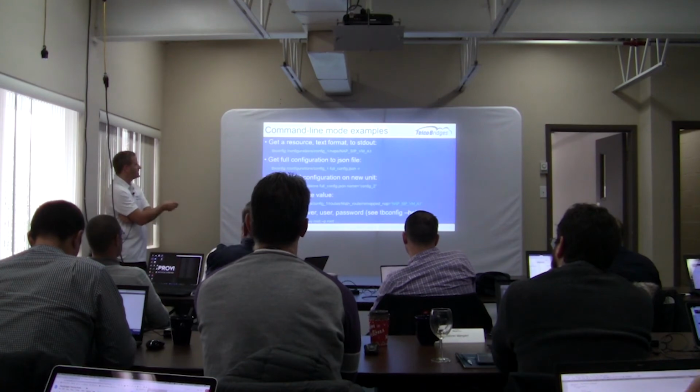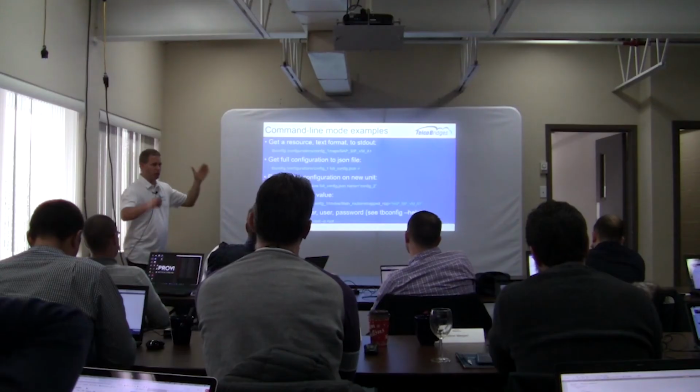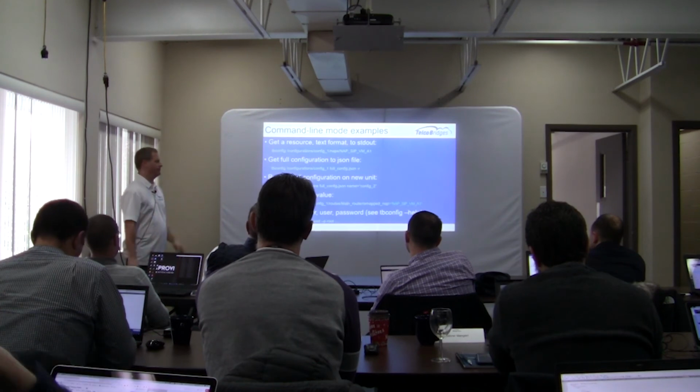So these are examples here. Get a specific resource. You can use tbconfig /configuration config1 nap. So you can get this resource. You can get the full configuration. So then you say tbconfig configuration config1 full config.json and -r here. Recursive, it's going to go through all the resources and create one file with all your configuration.